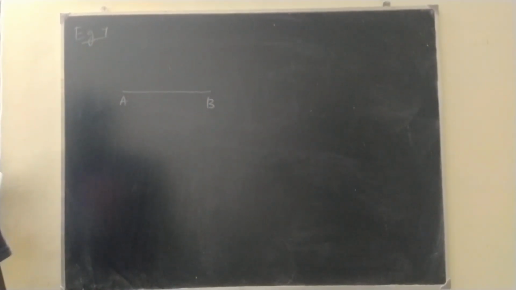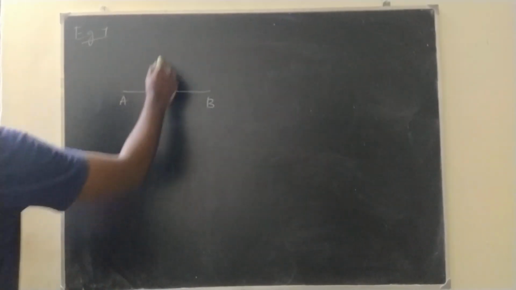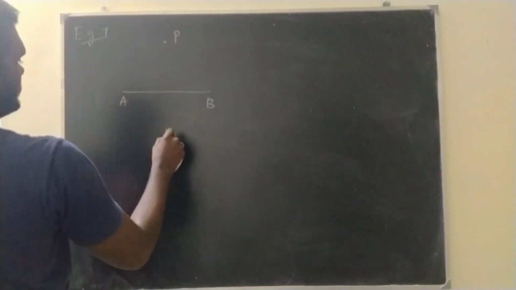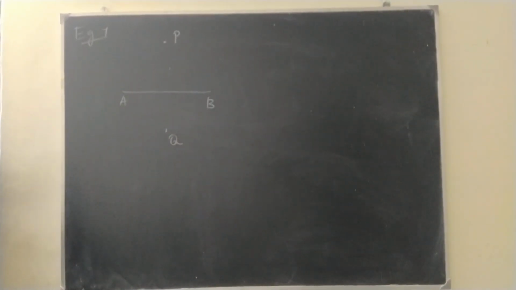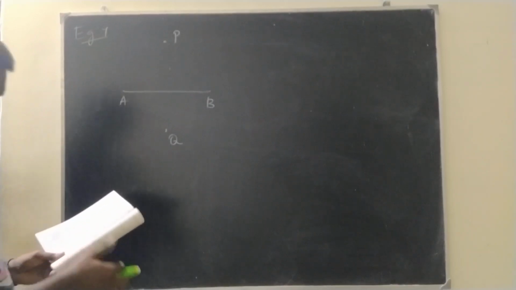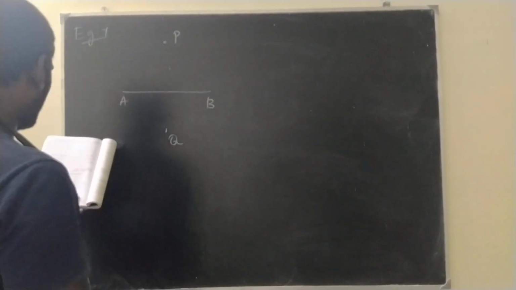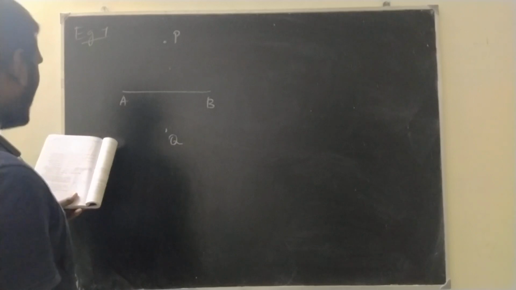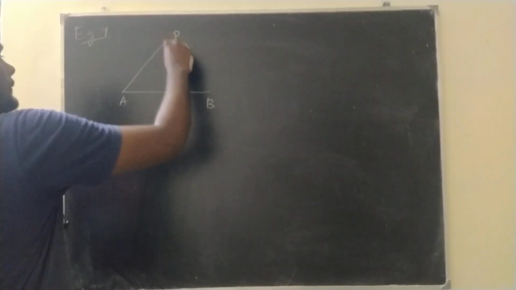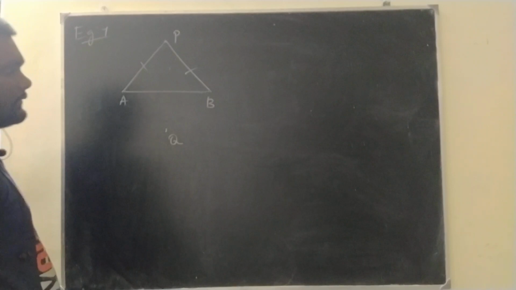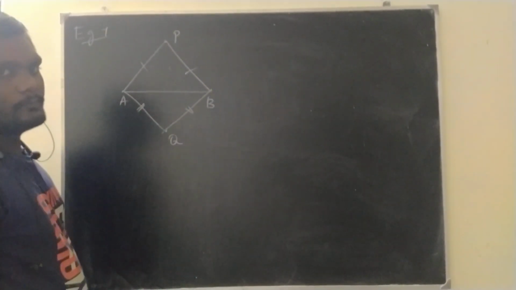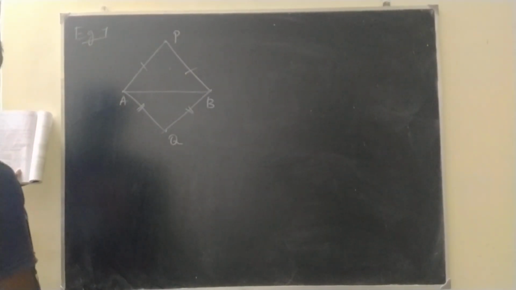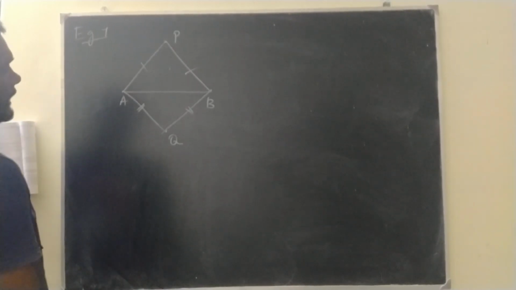P and Q are points on opposite sides of AB, such that each of them is equidistant from the points A and B. The distance from A and B to those points are equal. Okay. Show that the line PQ is the perpendicular bisector of AB.